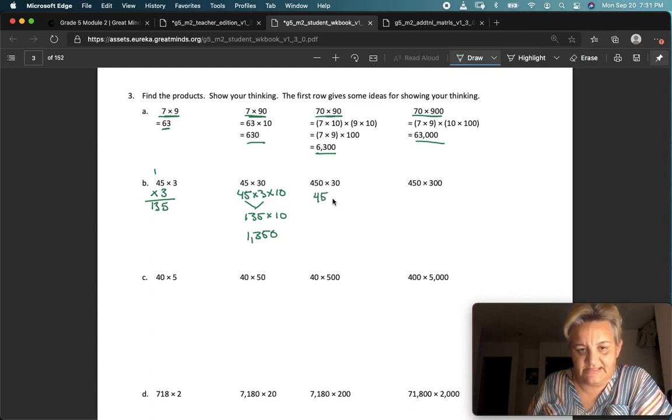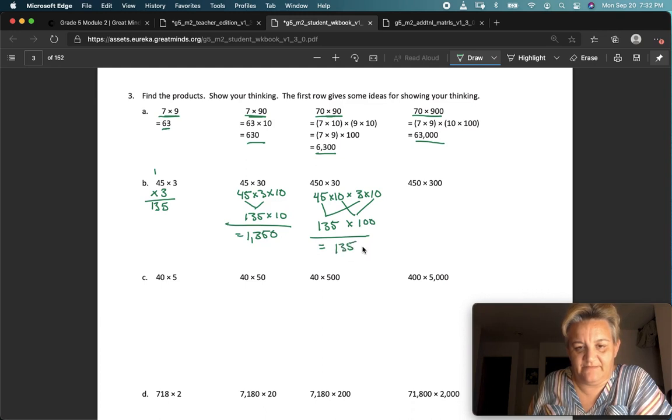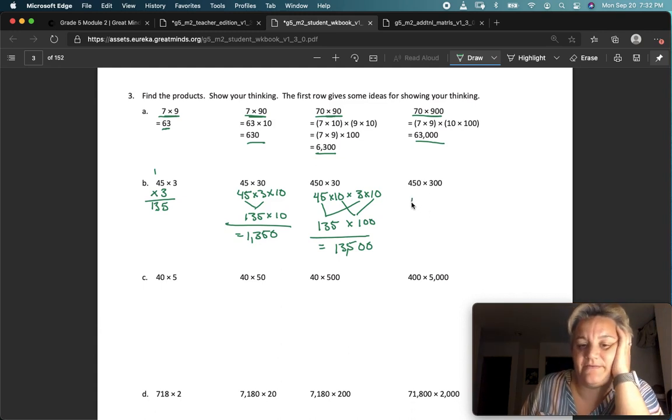Now, we already know 45 times 3 is 135, so let's split this out. 45, this is times 10, and then this would be 3 times 10. Okay, so 45 times 3 is, I'm just going to put this and this here, 135, and 10 times 10 is 100. And my new answer is 13,500, and 45 times 10 times 3 times 100.